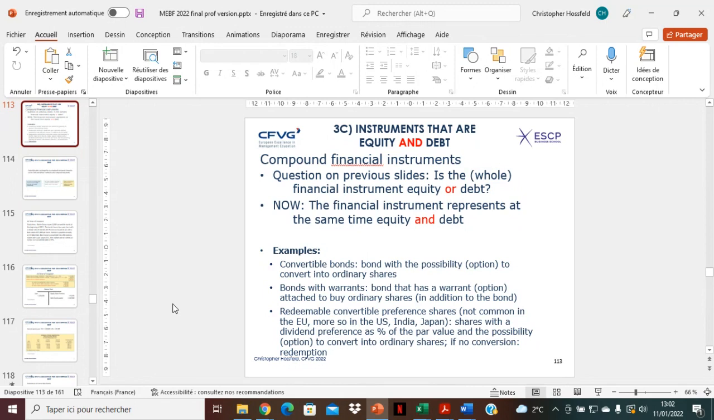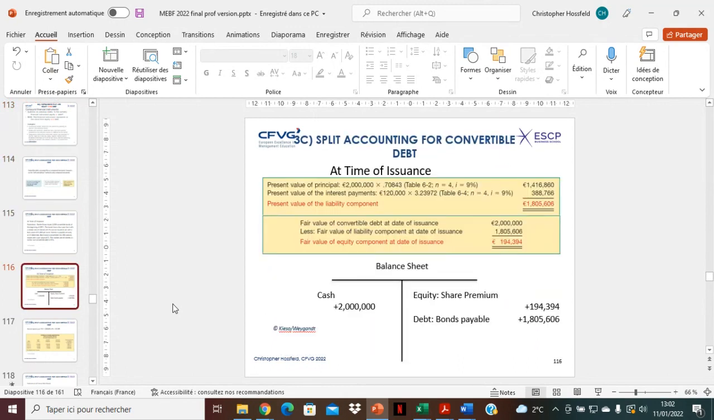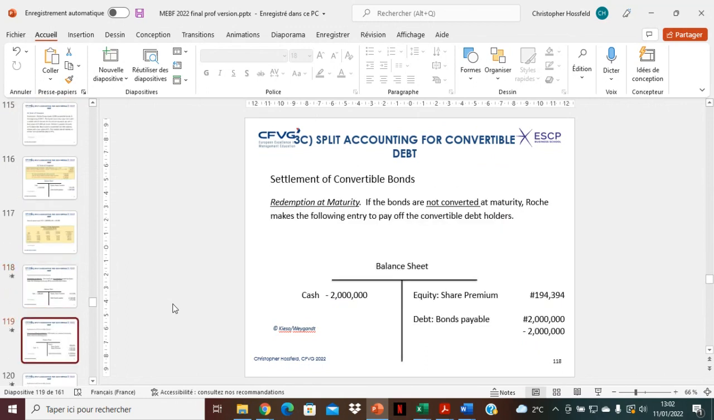So we have the same distinction on both sides of the balance sheet, and we can have financial instruments that are either debt or equity, and we can have financial instruments that are both equity and debt at the same time. And if that is given, we need to use split accounting, which means that from the very beginning we need to separate the debt amount and account for it as a liability, with the follow-up accounting for a liability, and recognize the equity portion.